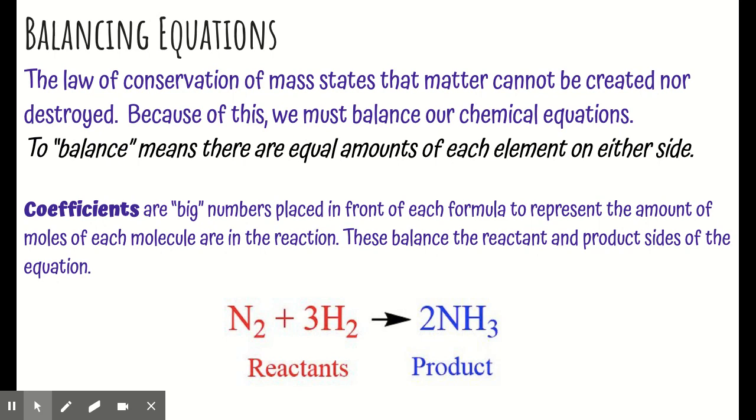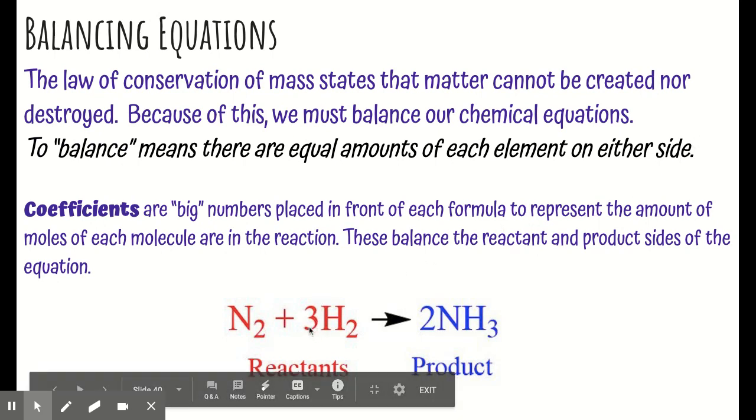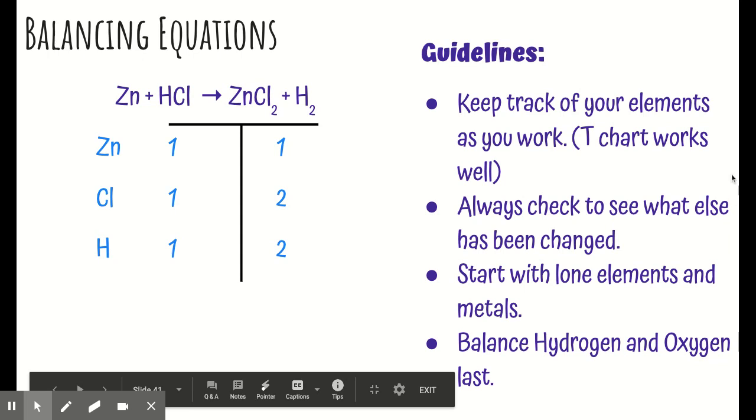So what we're going to be doing is putting in coefficients in front of the molecules or compounds to show that we are balancing that out. The coefficients are the big numbers placed in front of the formula to represent the amount of moles of each molecule in the reaction. So you can put these on either side wherever it's necessary. Like this big 3 right here is a coefficient. We're saying that we have 3 moles of hydrogen gas on this side to balance out our product side. So this 2 here is saying you have 2 moles of this to balance out this side over here. So here are some guidelines for doing this.